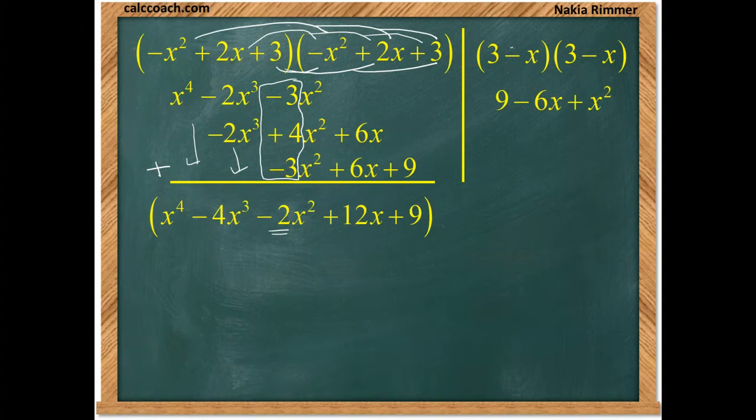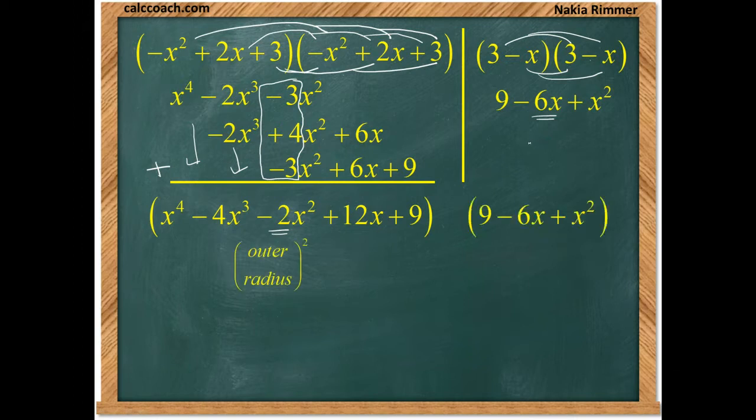Moving on to the inner radius, just FOIL this out. We get a 9 minus a 3x minus another 3x, a grand total of minus 6x, and then a positive x squared because it's a negative times a negative. So we have the outer radius squared, and now we have the inner radius squared. What are we supposed to do with these? We are supposed to subtract.